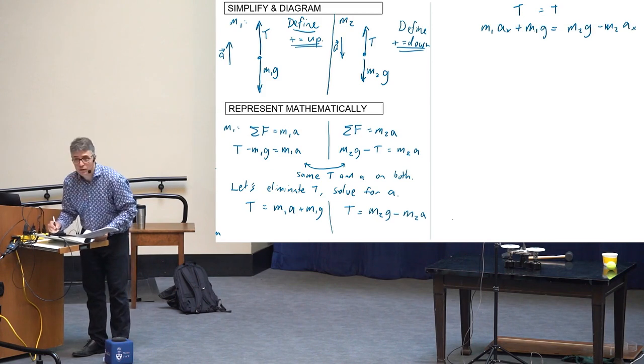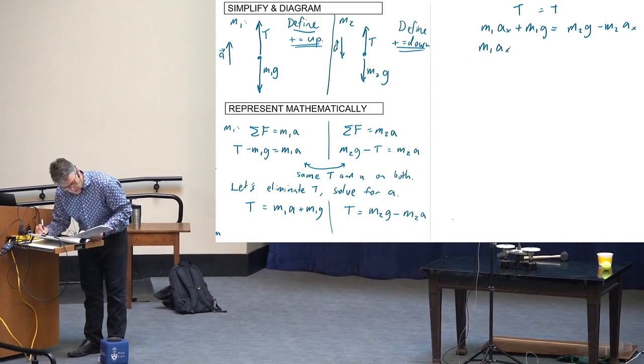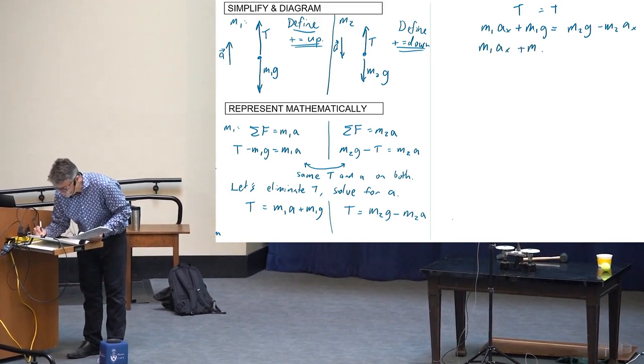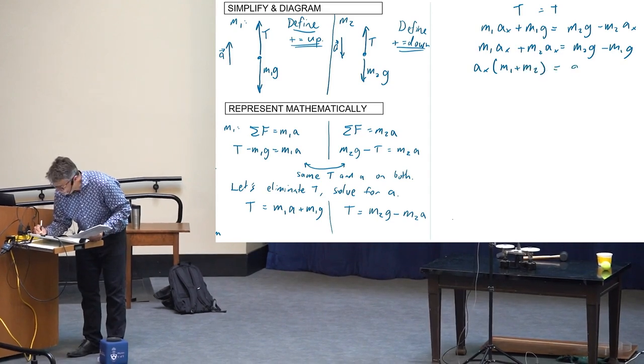Then I want to gather all the terms with a on one side of the equation, so I can solve for it. m1 times a plus m2 times a is equal to m2 times g minus m1 times g. Then I can pull the a out of this side: a times m1 plus m2 is equal to, pulling the g out, g times m2 minus m1. And so the acceleration a is g times the difference in the masses divided by the sum of the masses.